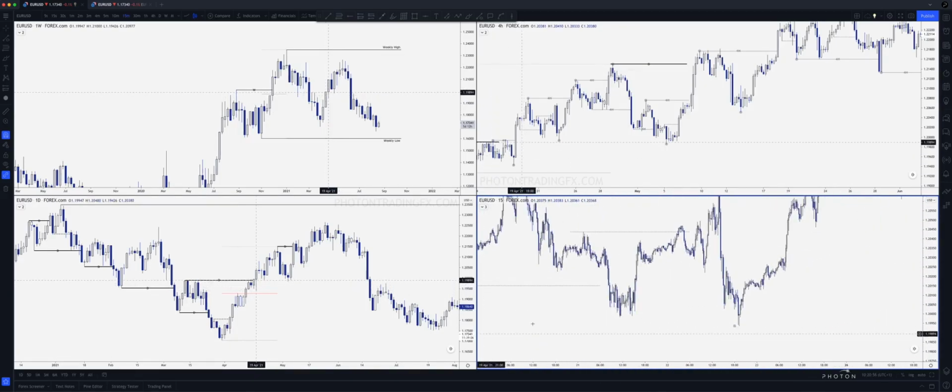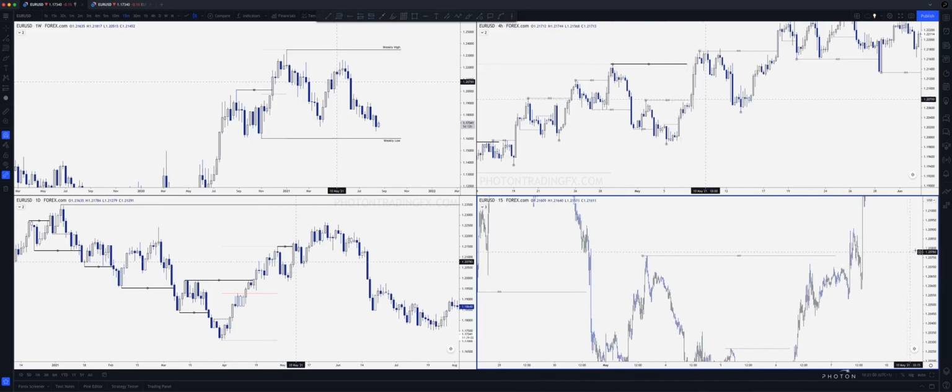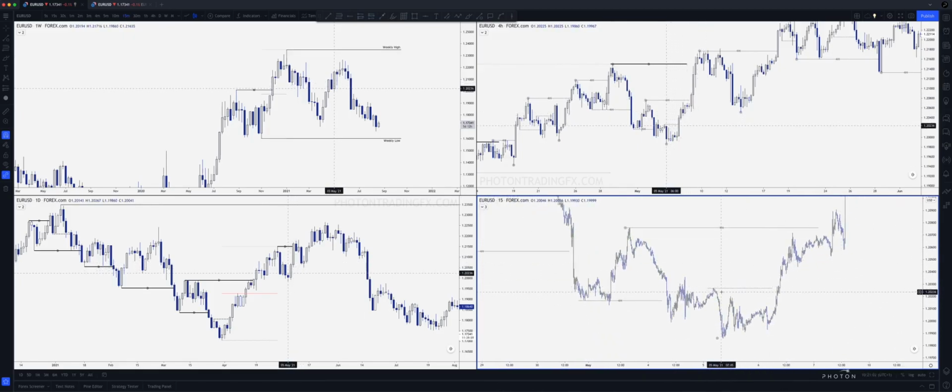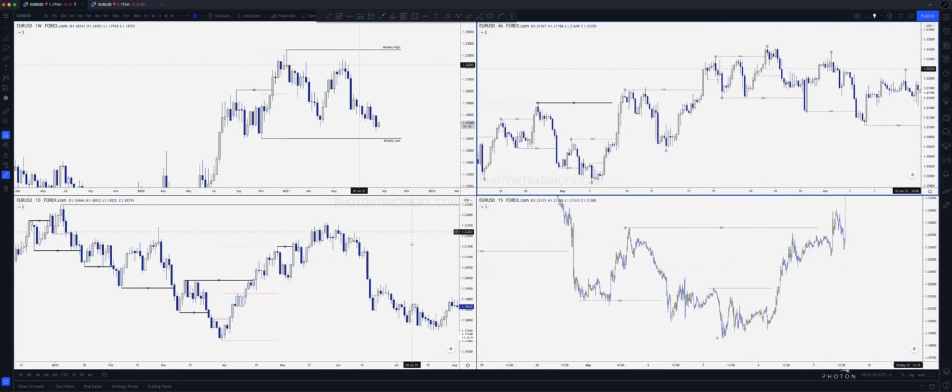If I scroll all the way up across, and we get over there, right, down here. So that was that 4-hour change of character over here, right? What is that in the 15-minute chart? It's the 15-minute switching bullish, right? So hopefully, you can really see how they all interrelate to each other.